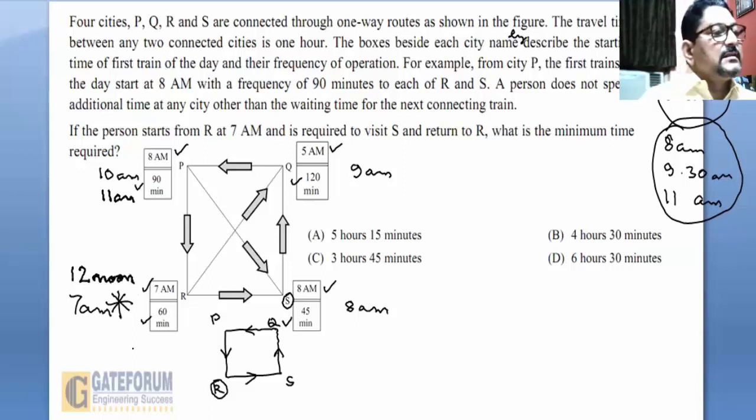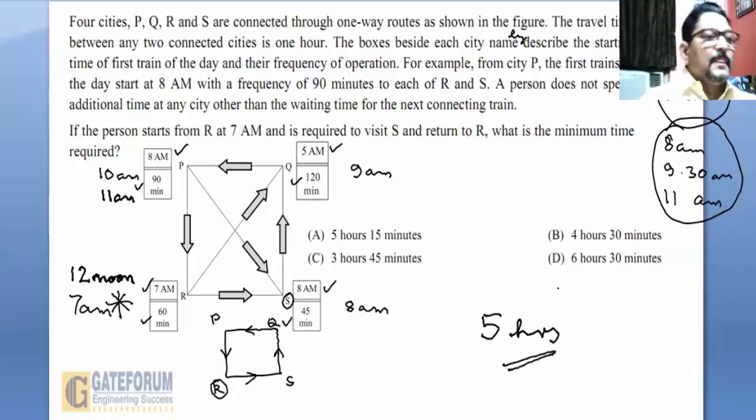Now then, what is the time taken? 7 to 12 is 5 hours. So the answer would be 5 hours. Unfortunately, none of the options state 5 hours. Let us check whether there is any mistake on our part or not. Don't think so, but let us see. Might be a printing error considering the number of errors that are there.